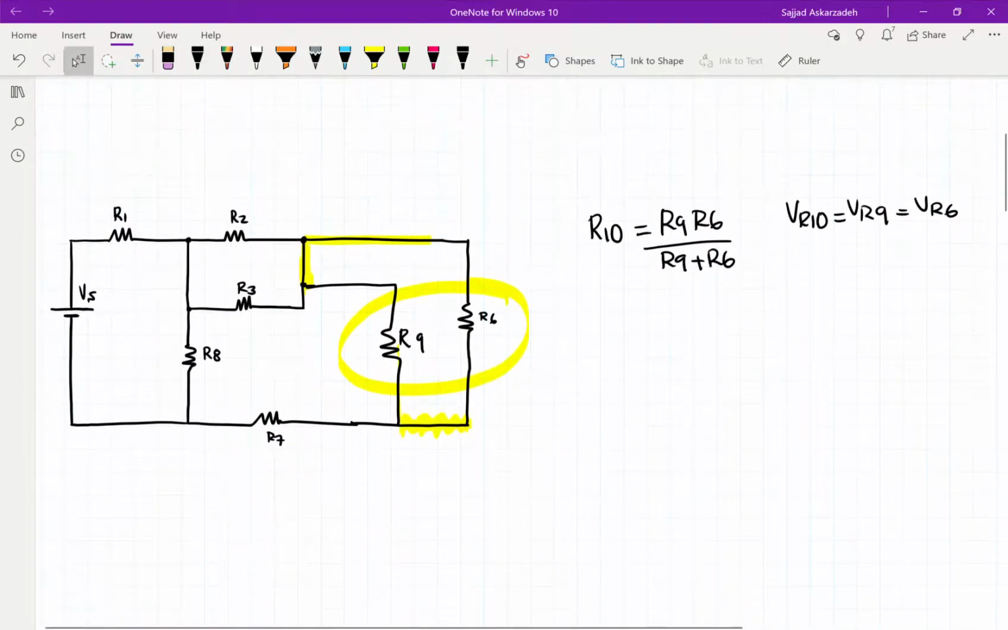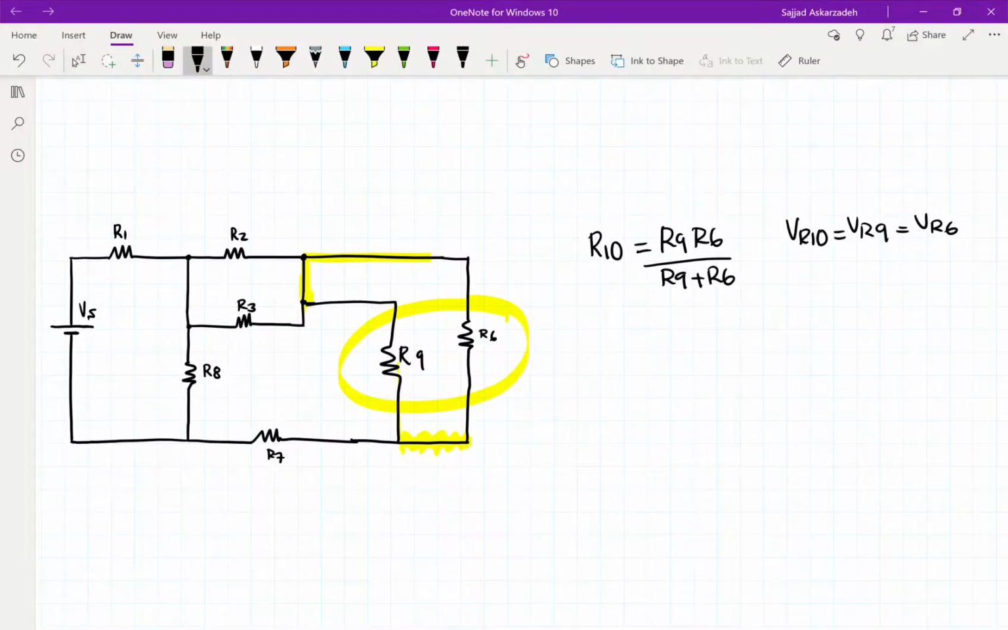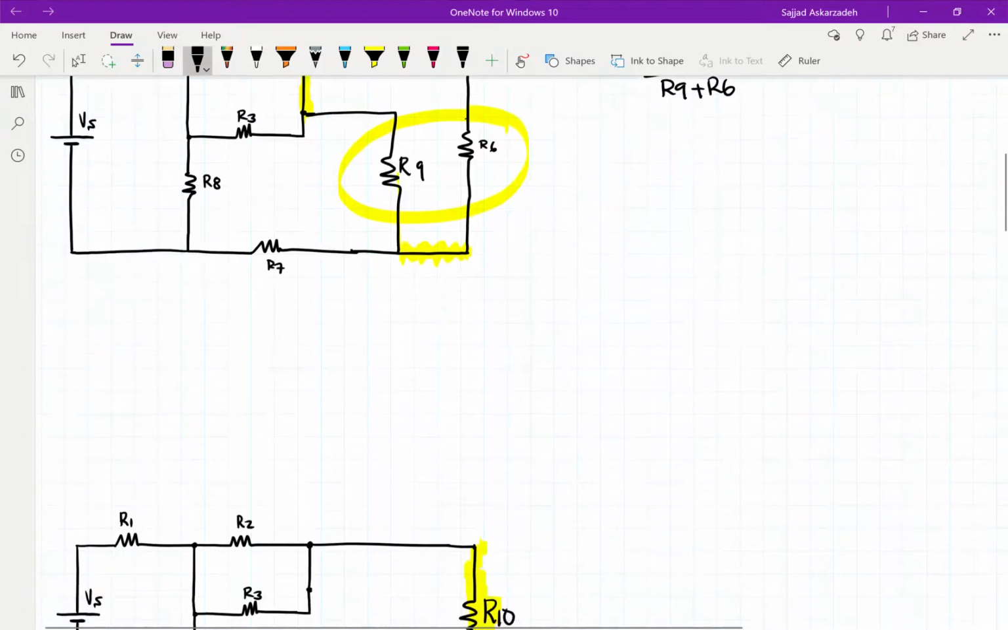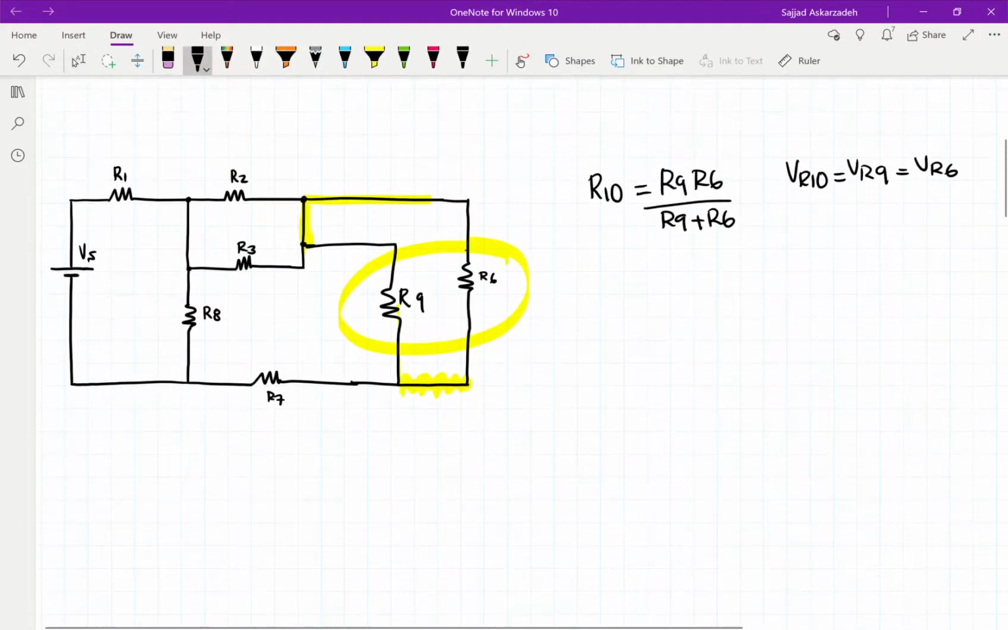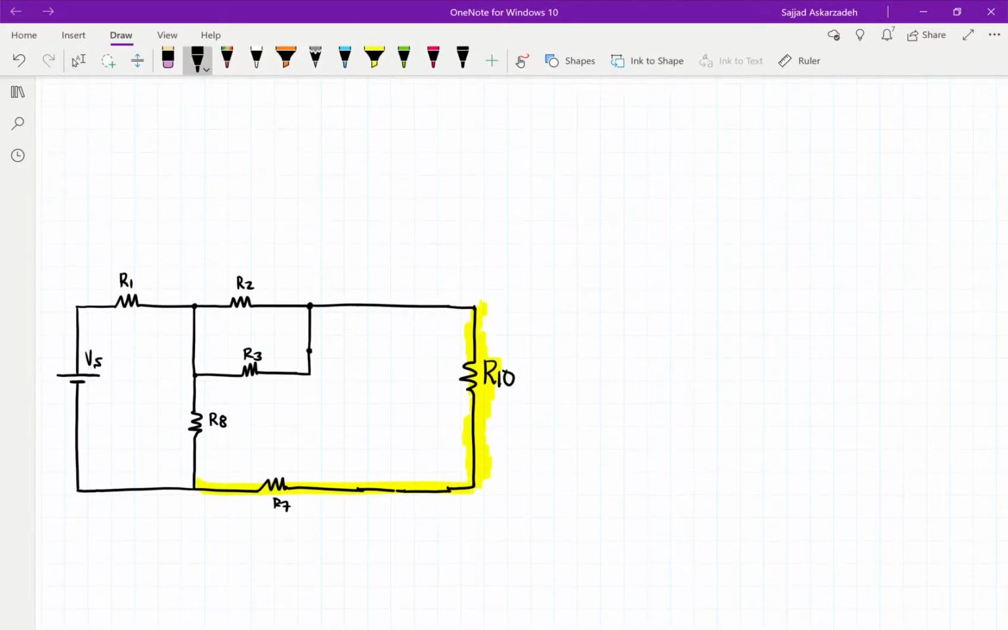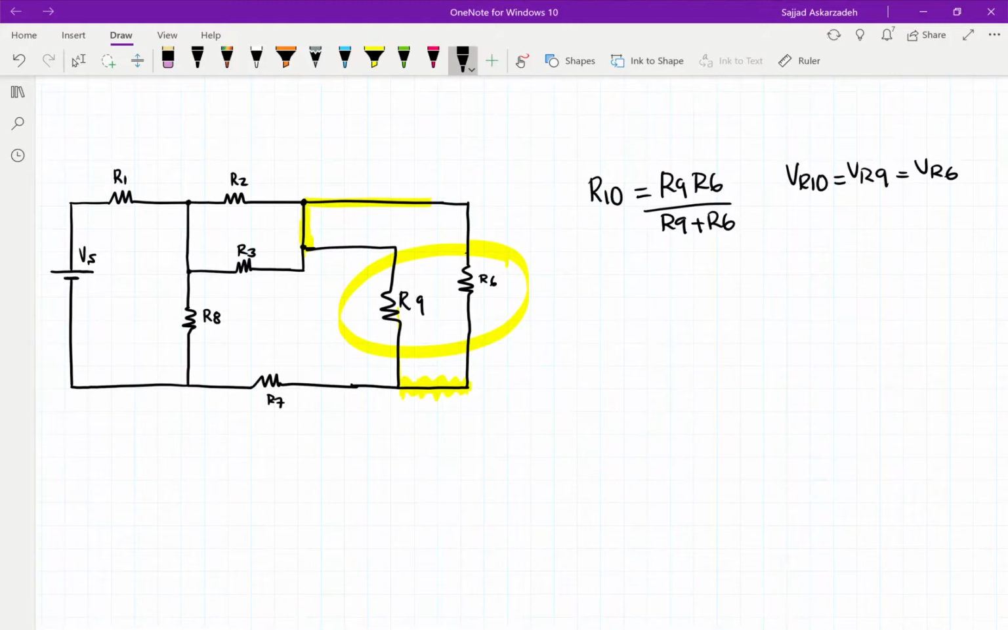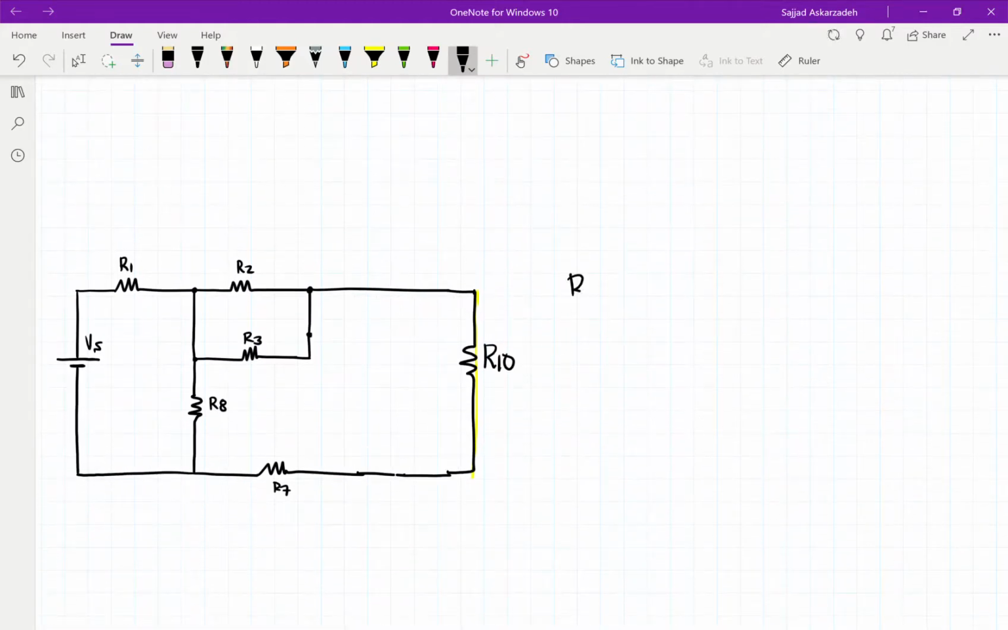Now we're going to combine these two resistors into one and redraw our circuit. As I go down, you can see that these two resistors have now been combined, and R10 is our new resistor. R10 is in series with R7. Our last resistor was R10, and our new resistor is going to be R11, which is R10 plus R7.